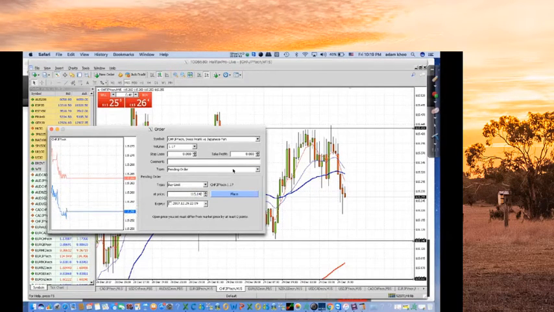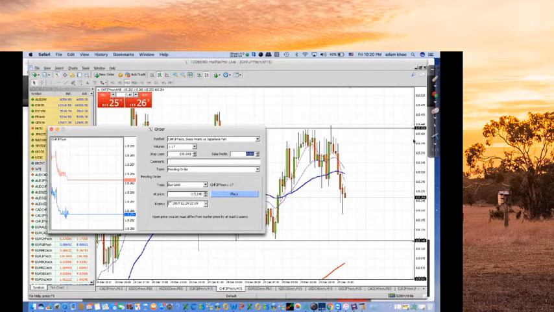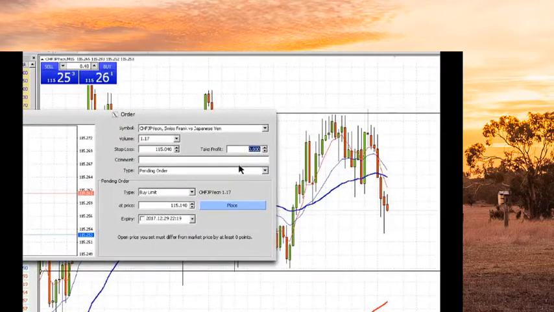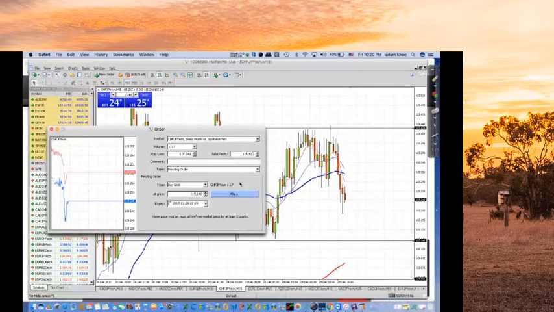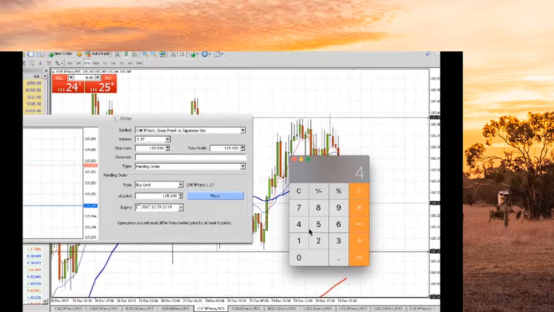11514. Stop loss would be at 11504, 10 pips away, and my profit target would be near the resistance, so I could put it at 11542. Okay, so let me see, 11542 minus 11514 is potentially making 28 pips.